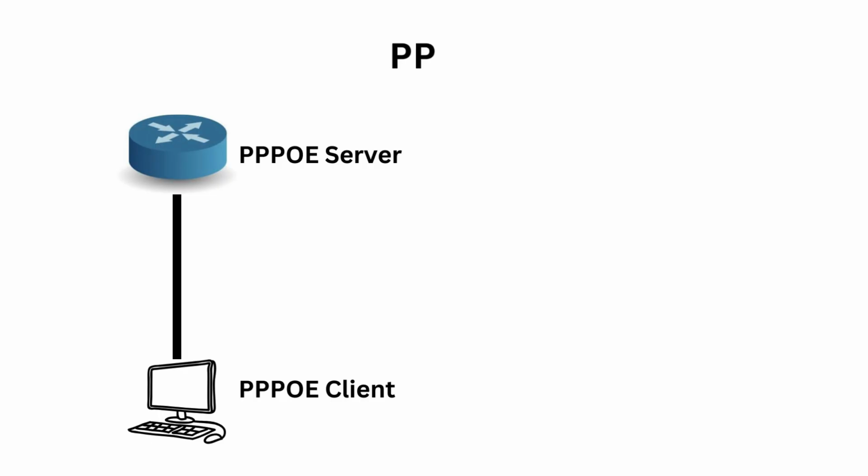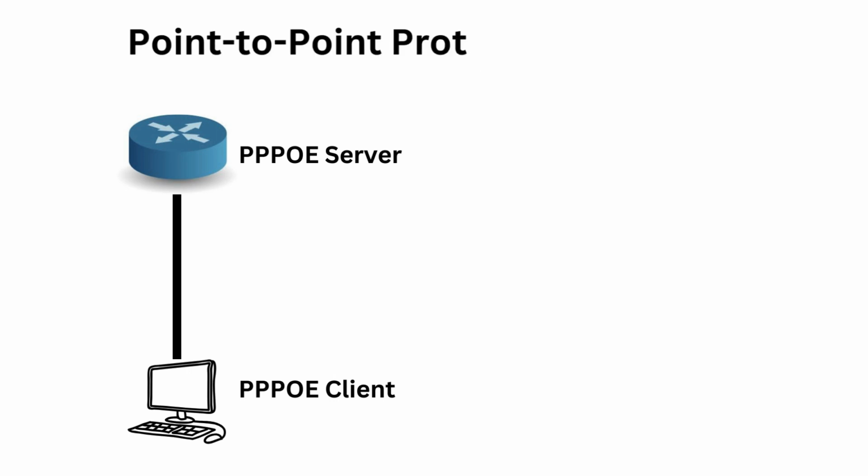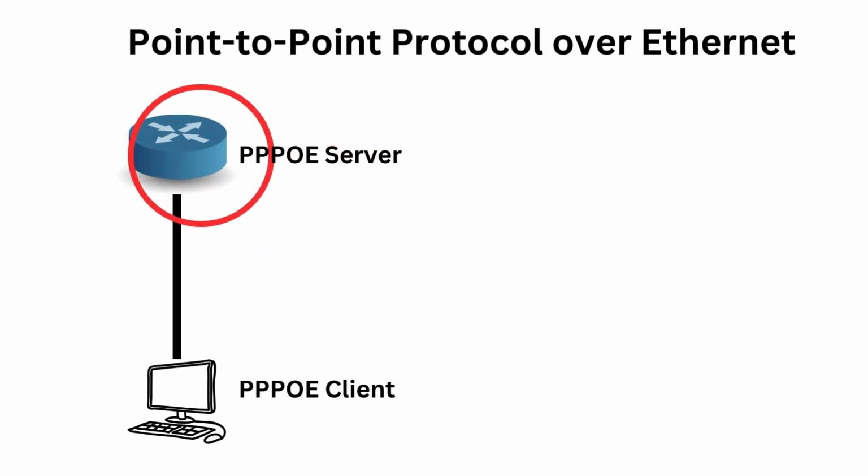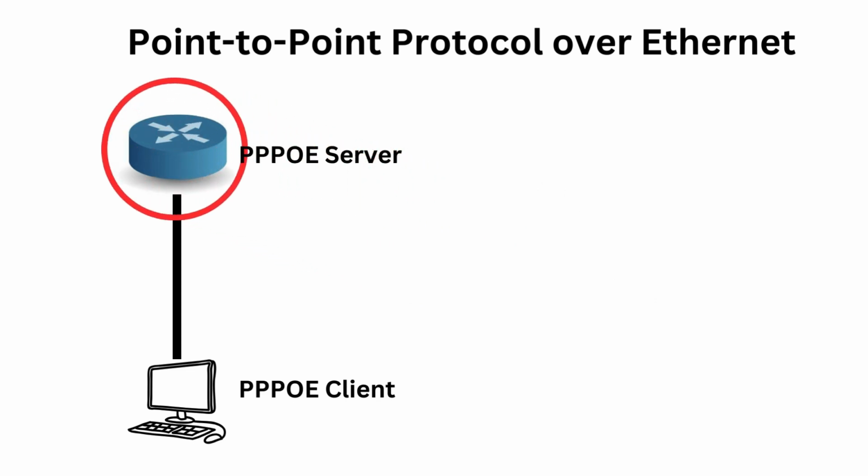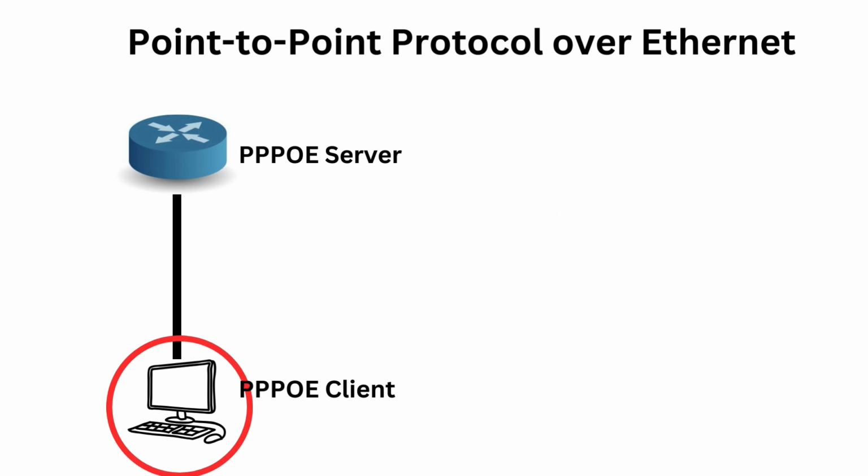In this video, I will show how to configure a PPPoE server in a Mikrotik router and set up my PC as a client. PPPoE, or point-to-point protocol over Ethernet, is a protocol used to connect with high security and authentication to an ISP. In this lab, I used a Mikrotik router as the PPPoE server and my PC as the client.